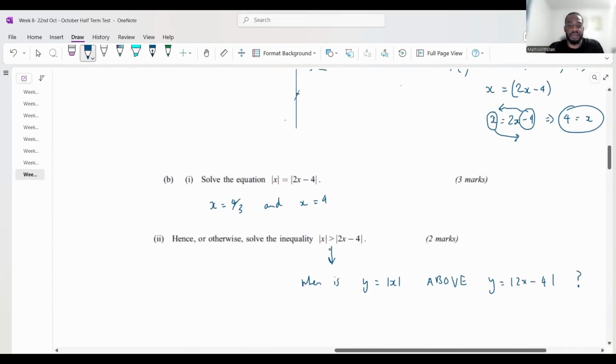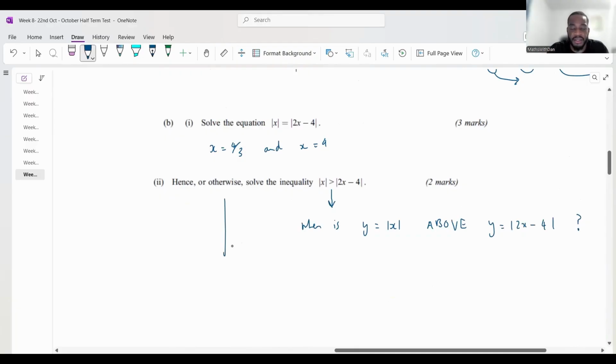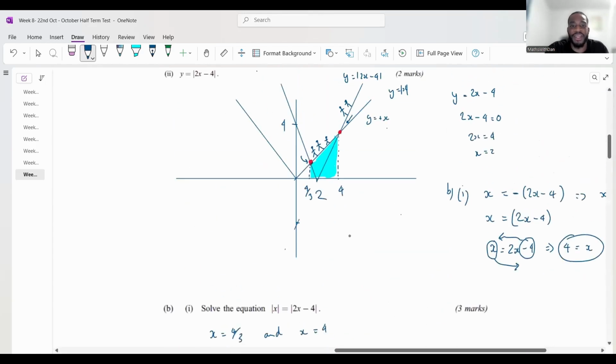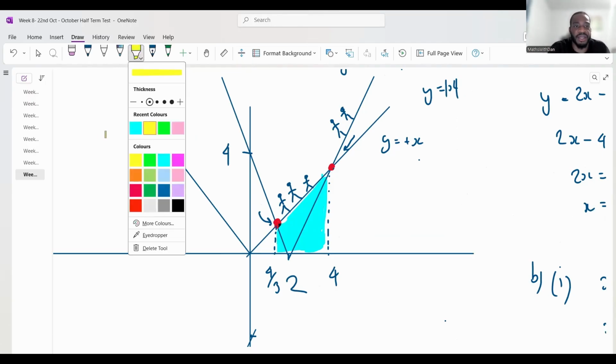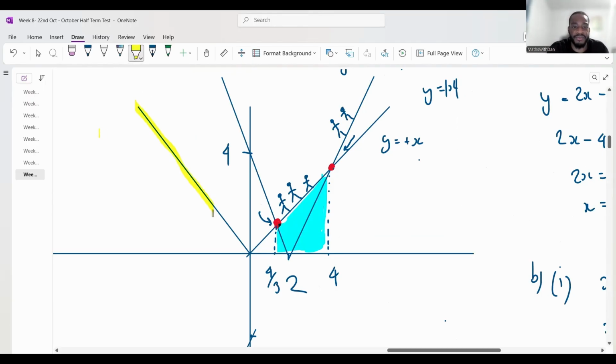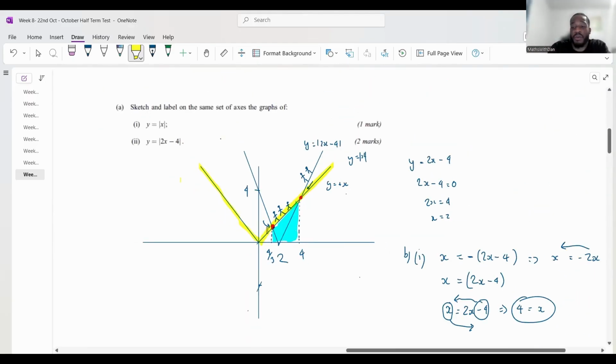So the answer is literally just going to be, I'll do it here, when x is between 4/3 and 4. Because remember, when they're equal, x is 4/3 or x equals 4. The moment I go in any direction, one of the two is above the other. When we're in between 4/3 and 4, this modulus graph right here, let me highlight it so it's super clear, is above. Perfect. So that is it for that one. That's done.